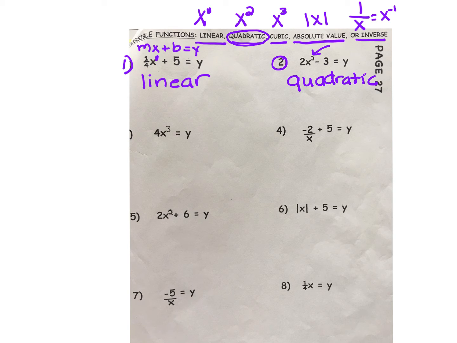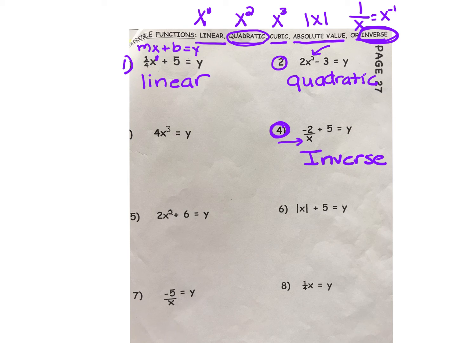And let's take a look at number 4. We can see that x is in the denominator. We know that there's only one case when you see x in the denominator, and this is, of course, an inverse function. Take a moment and complete the remaining 5 problems on your own.